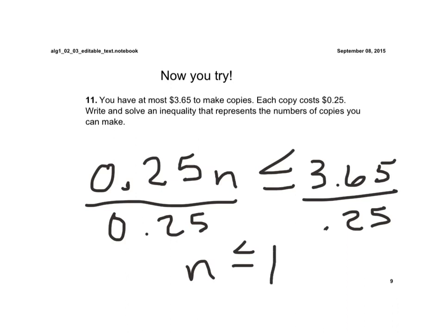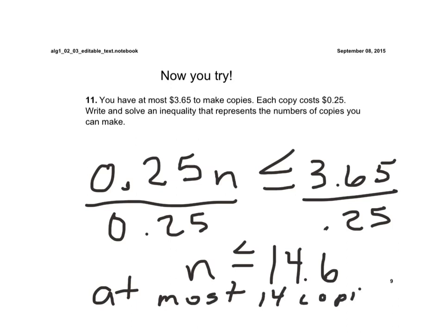And then if I take 3.65 and I divide that by 0.25, my answer is 14.6. Well, that's a decimal, and obviously we can't have a sixth of a copy. So our answer is we could do at most 14 copies. We don't round up because we don't have enough money to make 15 copies. All right? So again, that's solving one-step inequalities by using multiplication and division. And again, the main thing is when you multiply or divide by a negative number, we must remember to reverse that inequality sign.